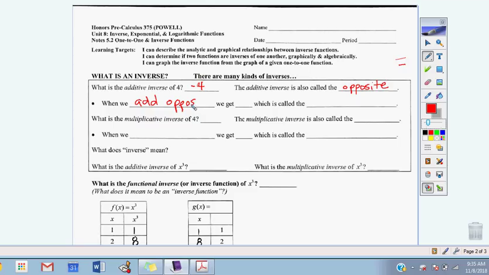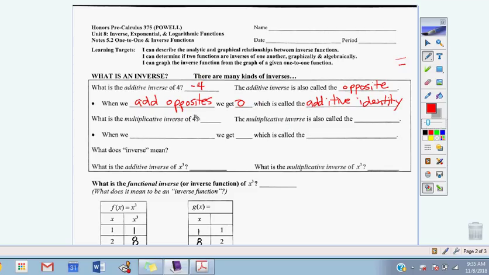opposites, just to make sure we understand this stuff from a long time ago, when we add opposites, obviously we get 0, which is called the additive identity. 0 is the additive identity. So when we add opposites, we get the additive identity. -4 is the additive inverse of 4 because of that.